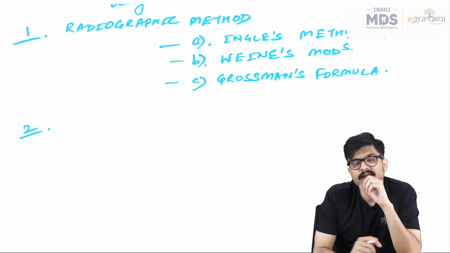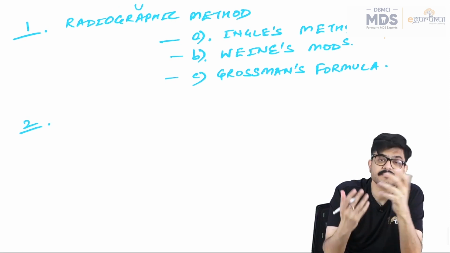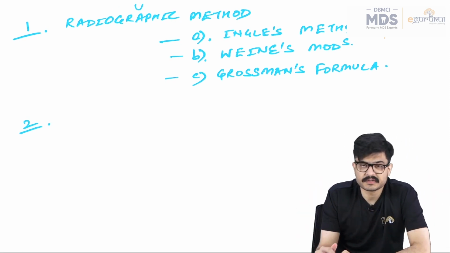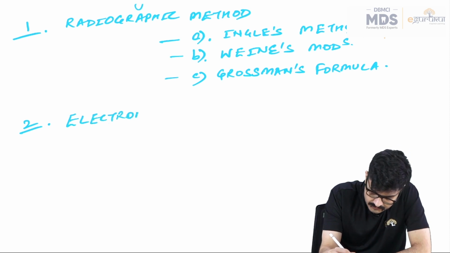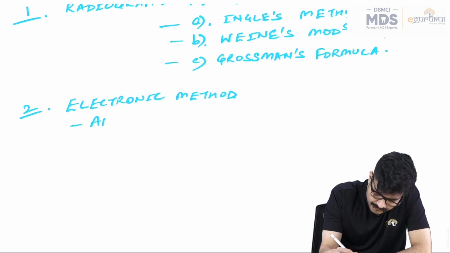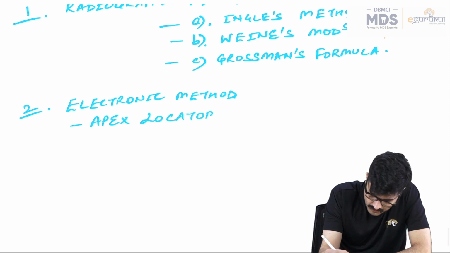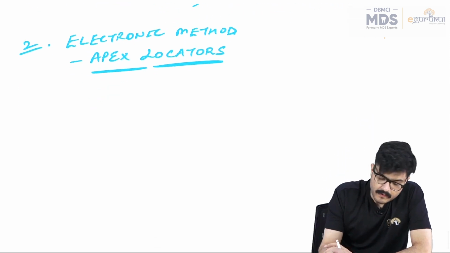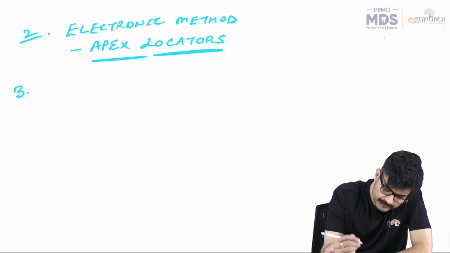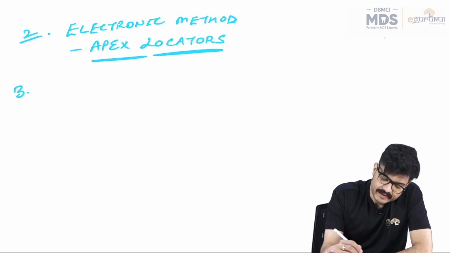Then we have the second method, that is the electronic determination of the working length, right? So that would be the electronic method, in which we shall discuss the apex locators. Then the third method is the tactile method.